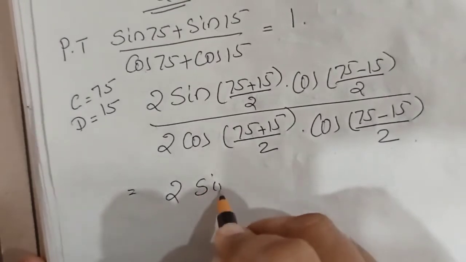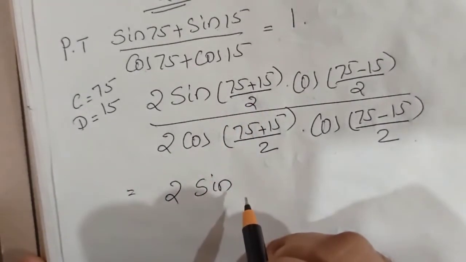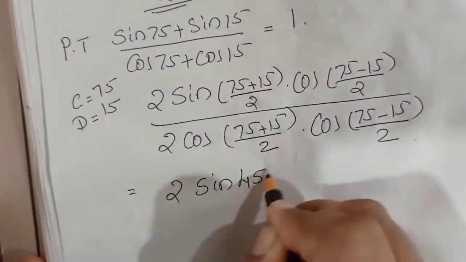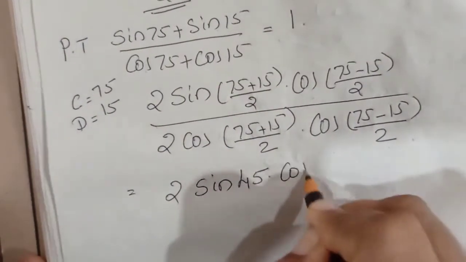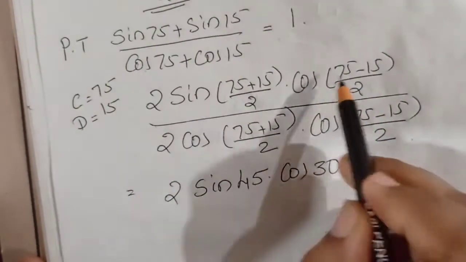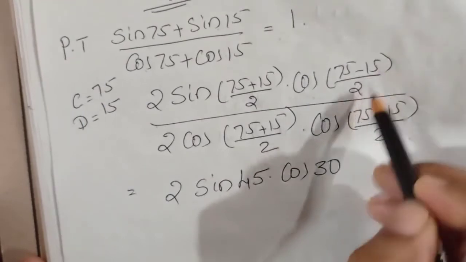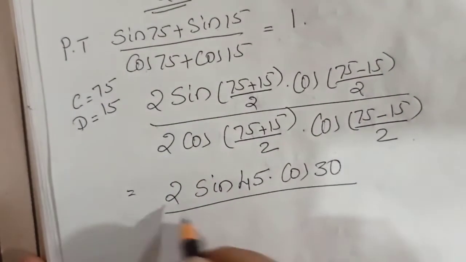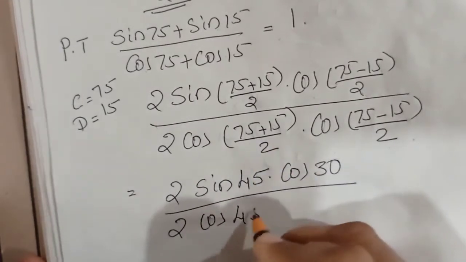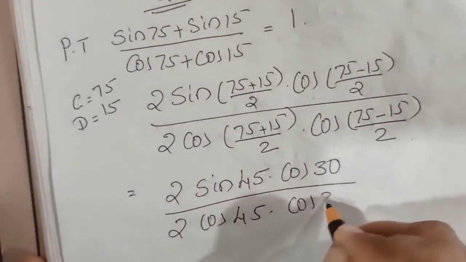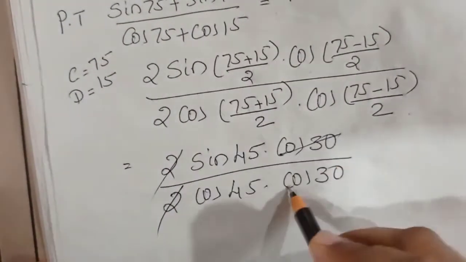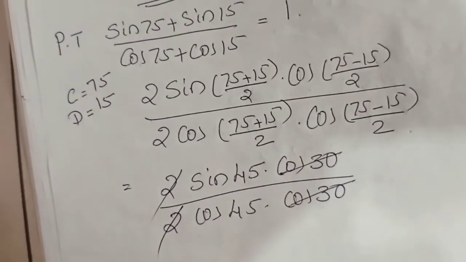2 sin. What is 75 plus 15? Yes, 90 by 2. Can you say what is 90 by 2? 45 into cos 30. Isn't it? 75 minus 15 is 60. 60 by 2 is 30. By 2 cos 45 and cos 30. Now you can cancel. 2 cancel. Cos 30 cancel. I once again explain.